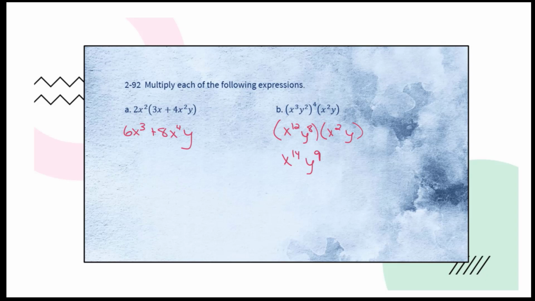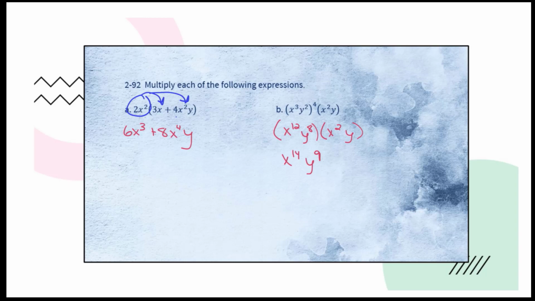All right, moving on. On 2-92, I'm just distributing this term to both of these terms. And I have to remember that when I have the same base, as I do with the x's, I am adding when I multiply. So 2x squared times 3x is going to be 2 times 3 is 6. But x squared times x to the 1 is x to the third, okay? And then the same thing when I multiply it by the second term.